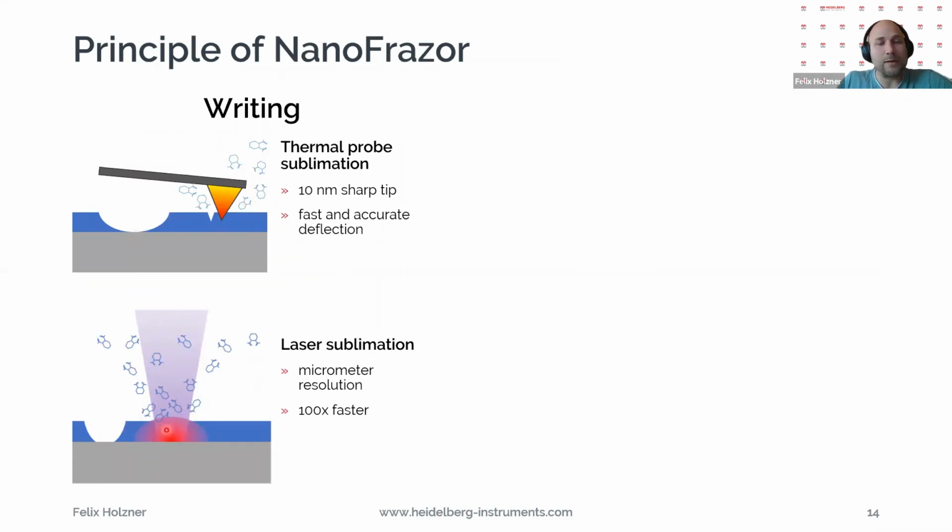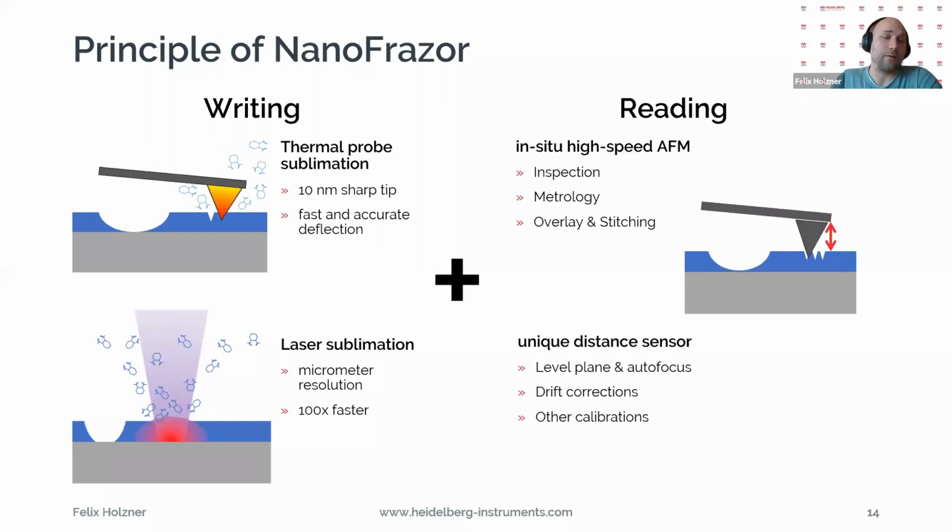The Explorer machine also has a laser integrated, so you can do the same approach also with a focused 405 nanometer laser, just to speed up things if you do micrometer structures. But what I want to point out here, what is very important for the NanoFrazor principle, is that we combine writing with reading. So we have this in situ high-speed AFM capability using the cold tip to do inspection, metrology, overlay, and stitching. I talk about that later.